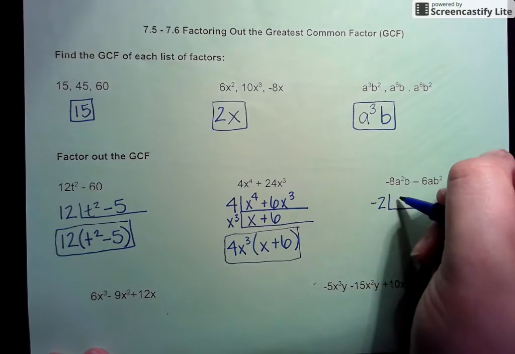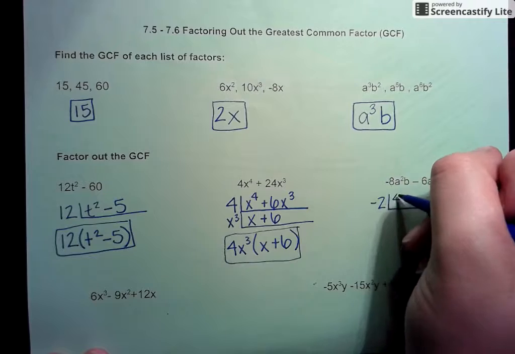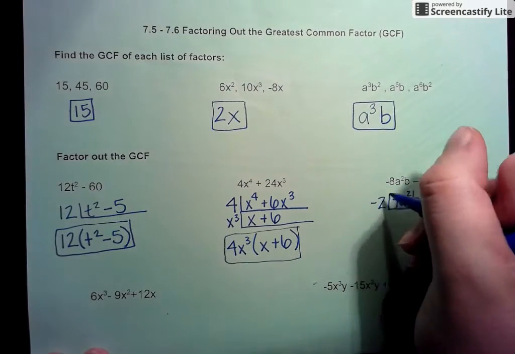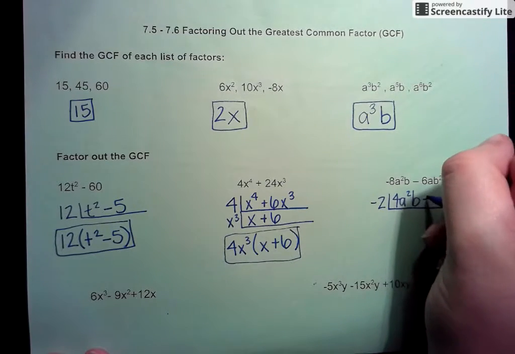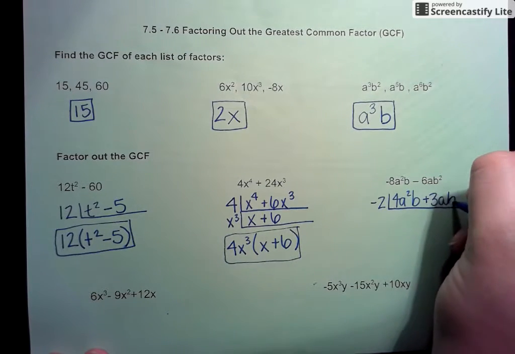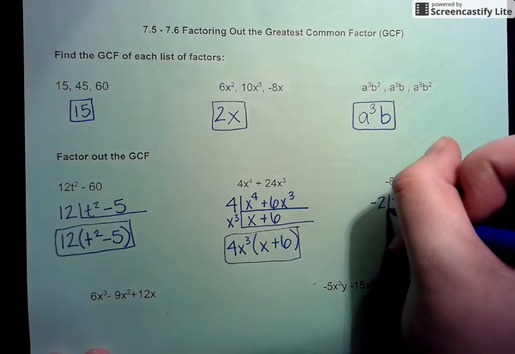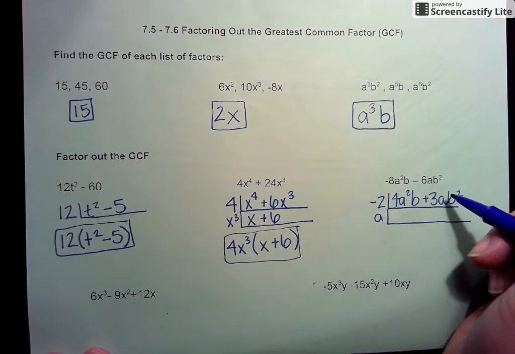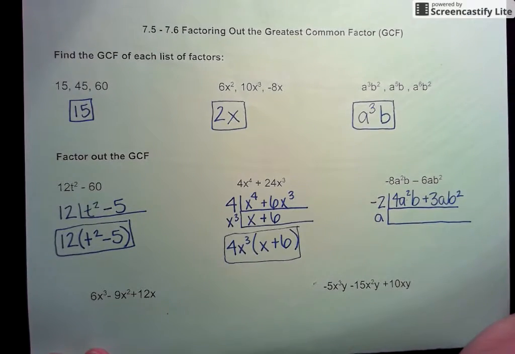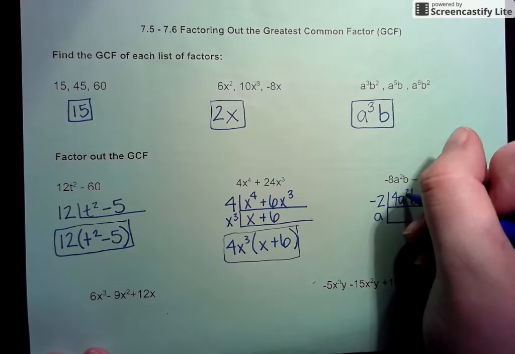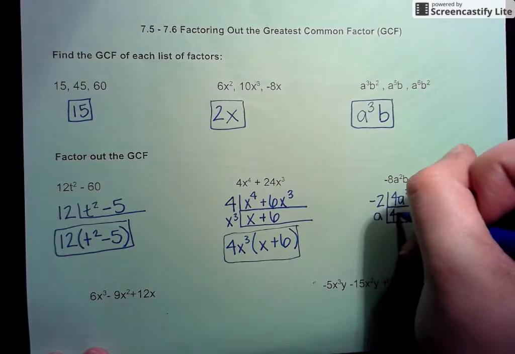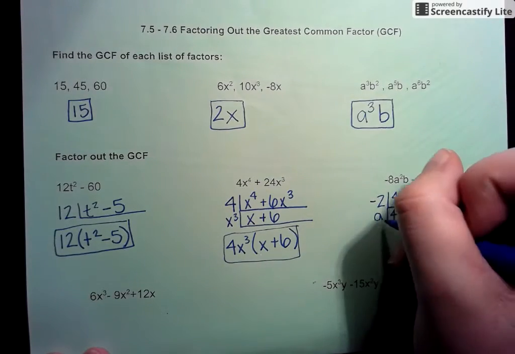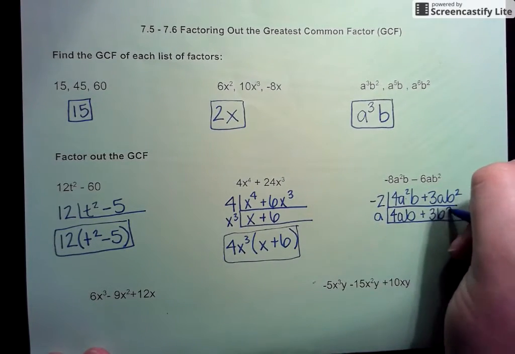So negative 2 times what is going to give me negative 8, and that would be 4a squared times b. And then I have negative 2 times what gives me negative 6, and that would be a plus 3ab squared. Well, I know I'm not done because I can still factor out a's, and I want to see how many. I have 2 here and 1 here, so the most I can factor out is 1a. So I'd be left with, I have 2 a's, I take away 1, I'd have 1a left, so it'd be 4ab, plus I have 1, I take 1 away, so it'd be 3b squared.